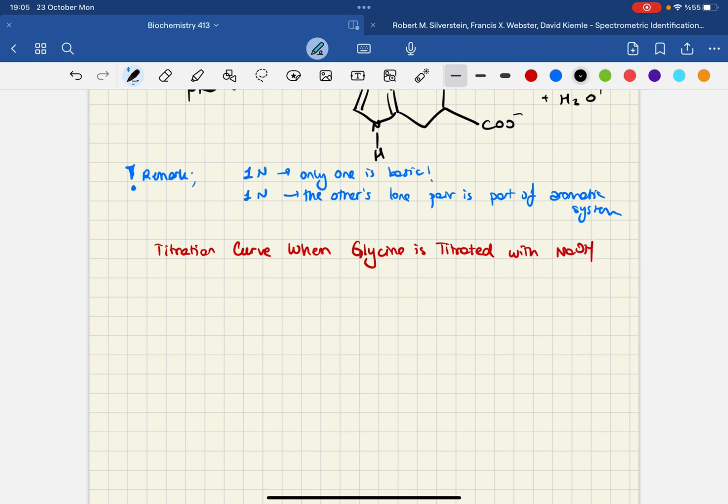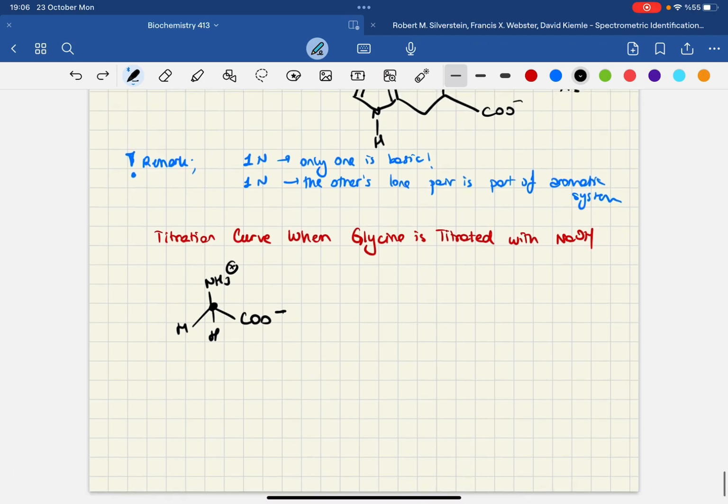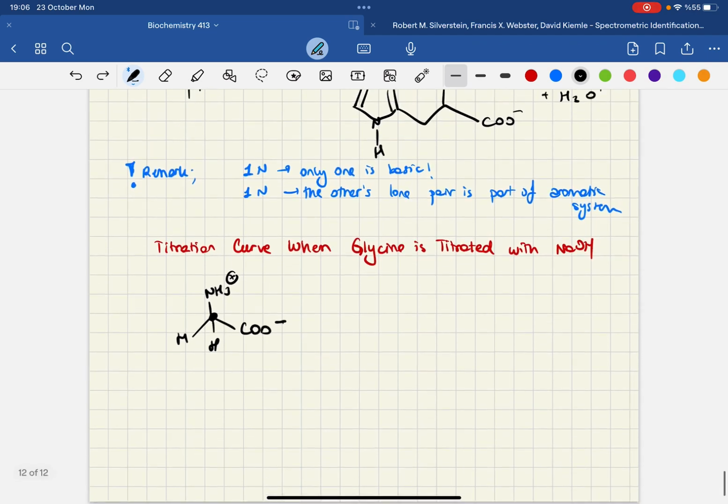Now let's see the titration curve when glycine is titrated with sodium hydroxide. Okay, so what was glycine? Now, let me remind you real quick what glycine was. We had an amine group, and then we had an acid group, and then we had two hydrogens which were both responsible for this carbon not being a stereogenic center. When we add sodium over it, what will happen?